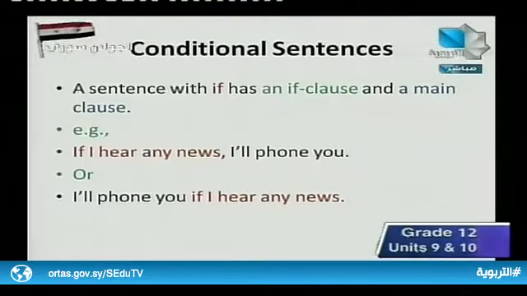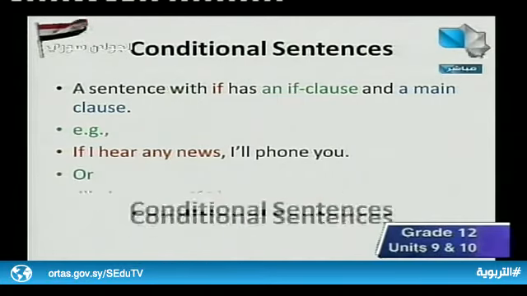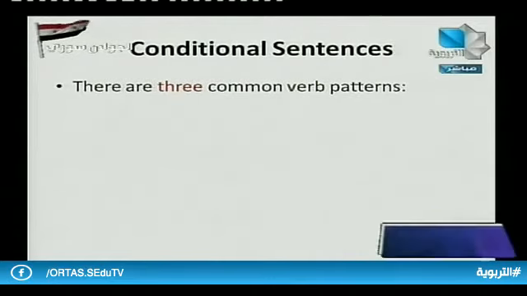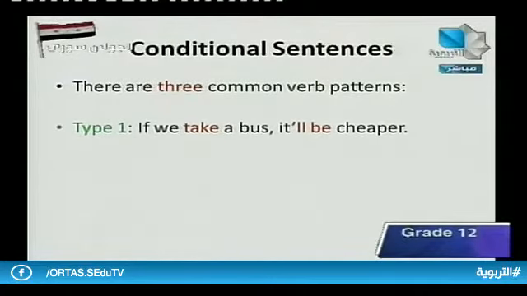Now, as you said, any conditional sentence must have two clauses: an if clause and a main clause, as it is clarified here in the slide. For example, if I hear any news, I'll phone you, or I'll phone you if I hear any news. So we have an if clause, which includes the if, and a main clause, the result clause.